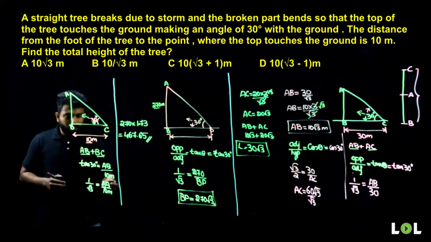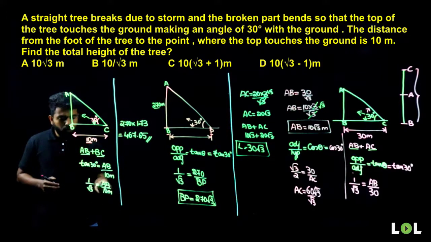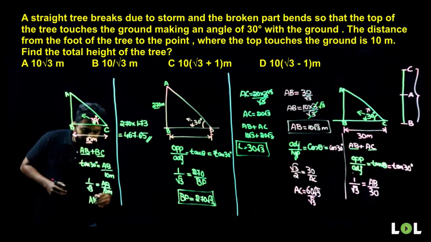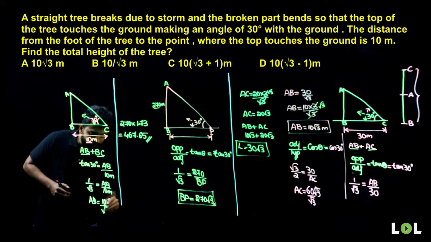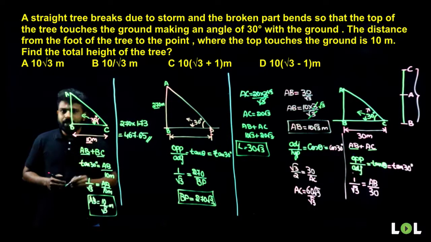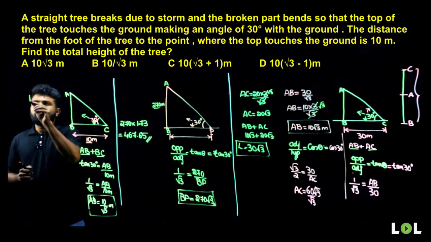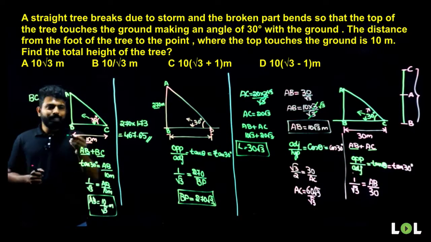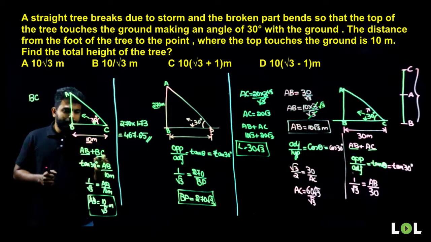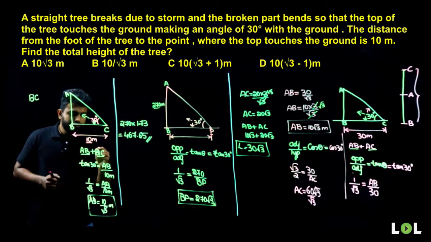So now what will be the value of AB? If we cross multiply, 10 will go to the other side. So AB will be equal to 10 divided by root 3 meters. So this will be the value of my AB here. Now what do I need to find out? I need to find out BC. So how do I find out BC? What is the total length with respect to AB plus AC? It is AC and not BC.